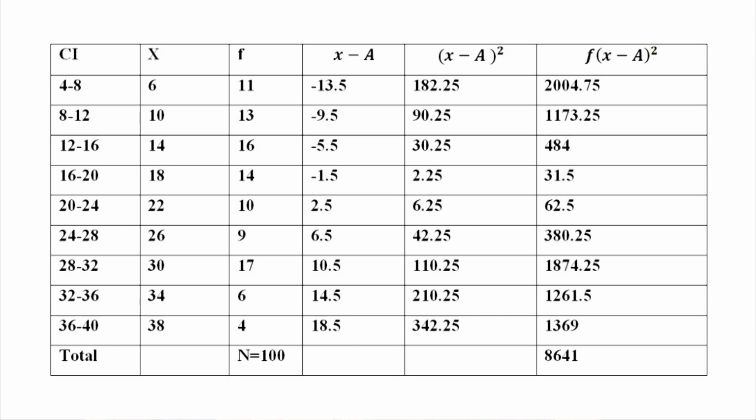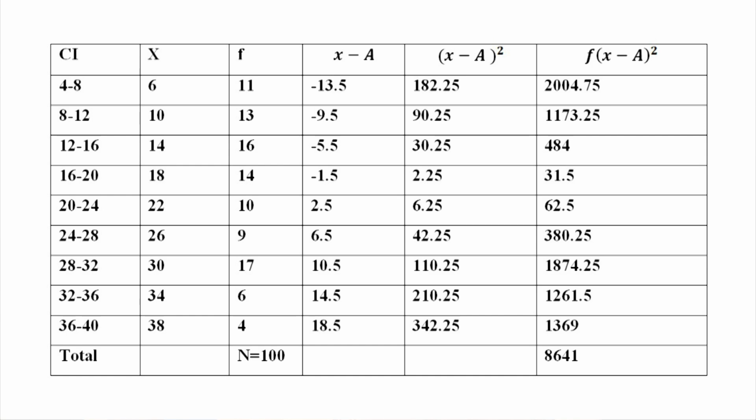Now, square these observations. The values are 182.25, 90.25, 30.25, 2.25, 6.25, 42.25, 110.25, 210.25, 342.25, which are entered in column 5.